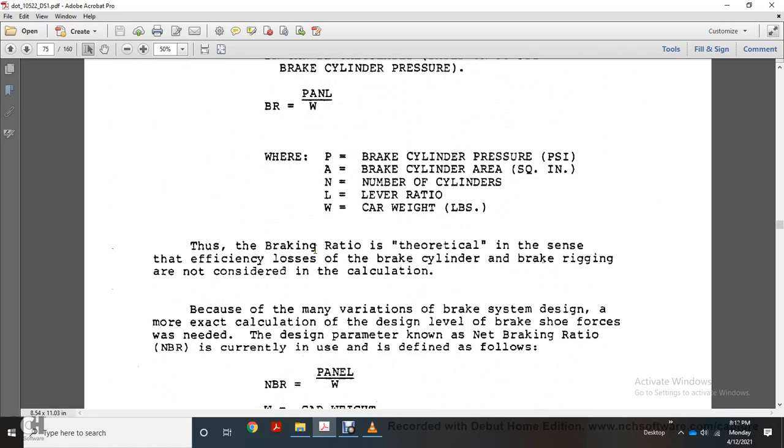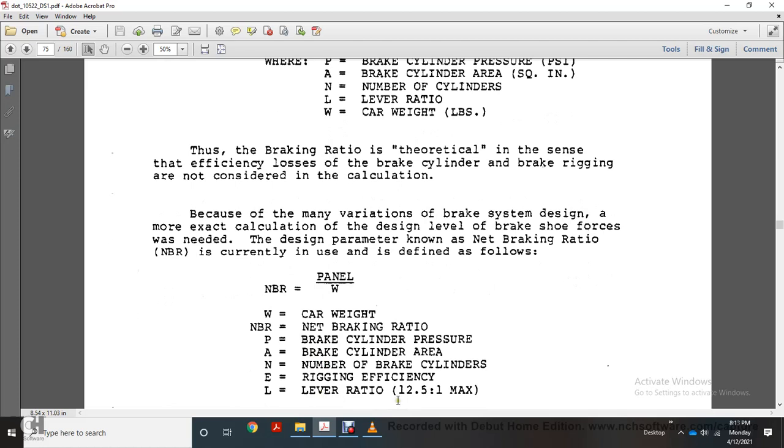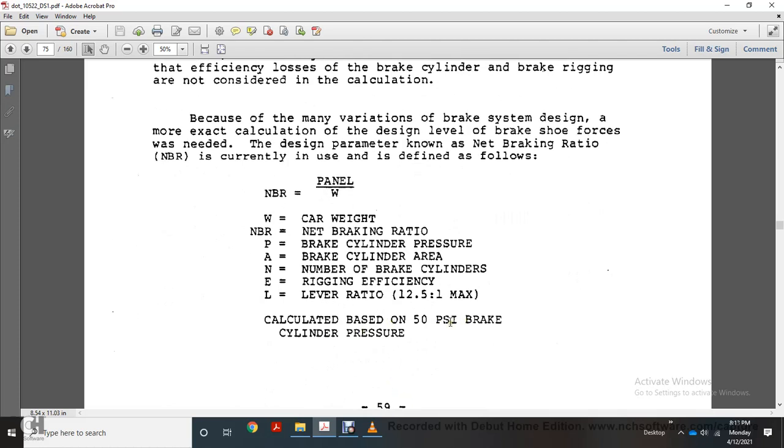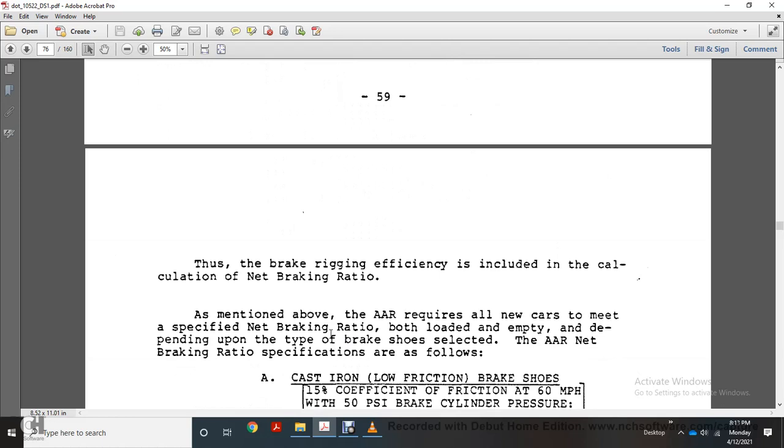This calculation did not cover the many variations of brake system design, so a more exact calculation of the design level of the net brake shoe force is now used, known as the net brake ratio. The net brake ratio is currently defined as follows: net brake ratio is equal to the brake cylinder pressure times the brake cylinder area times the number of cylinders times the braking efficiency and lever ratio, over car weight, calculated based on 50 psi brake cylinder pressure. Thus, the braking efficiency is included in the calculation of the net braking ratio, as mentioned above. The AAR requires all new cars to meet the specified net brake ratio, both loaded and empty, depending upon the type of brakes selected.